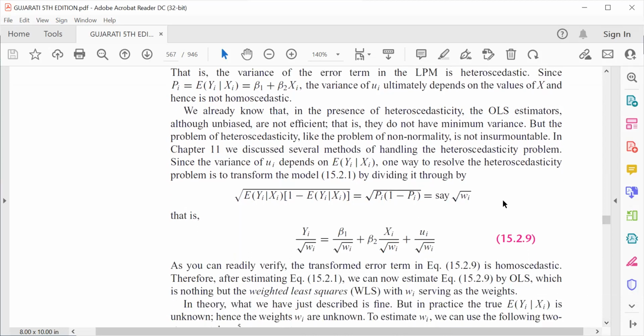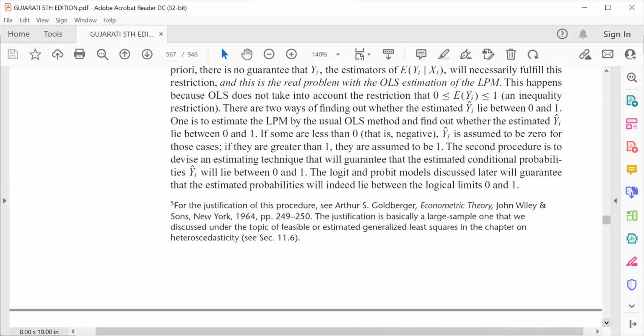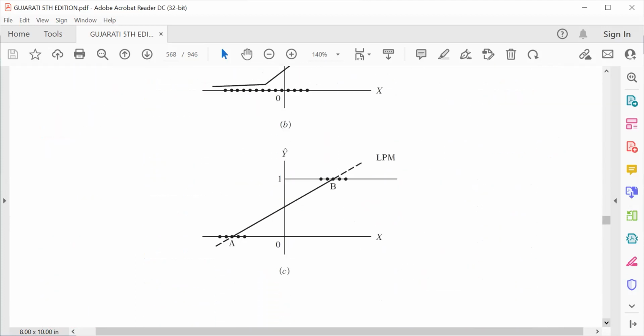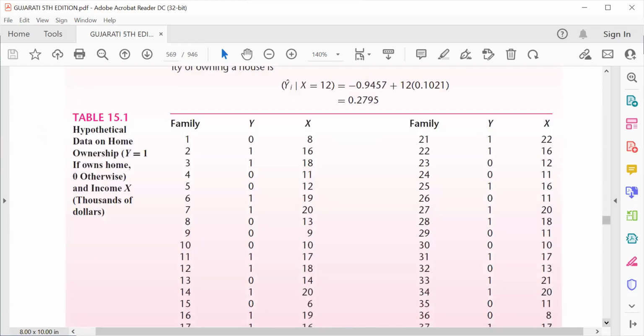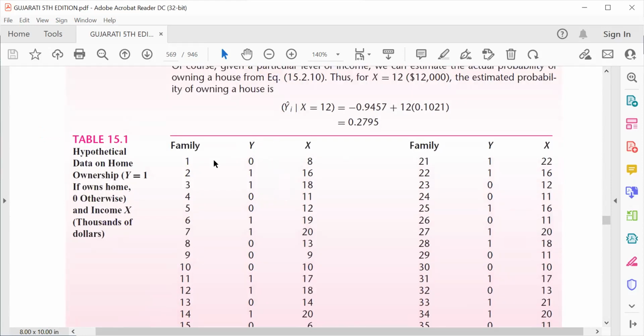This is the same as the weighted variables. We divide all variables by the weight. After we transform the data, we can use OLS directly. Here, for example, we have the data. Y has only two values, 1 and 0.